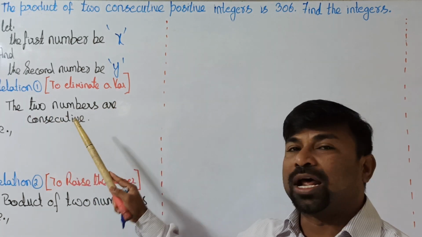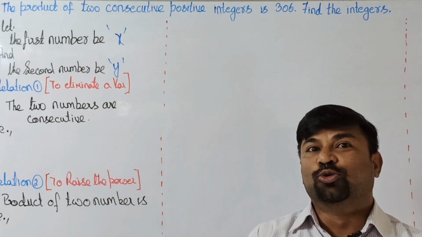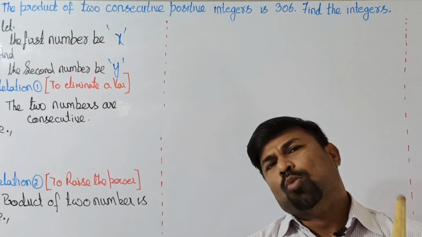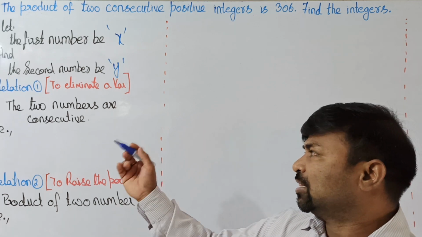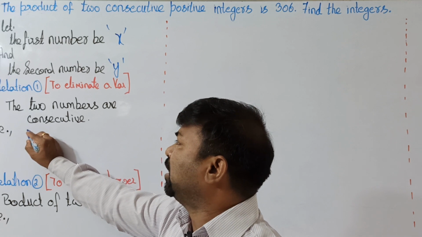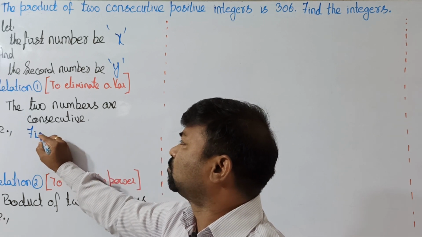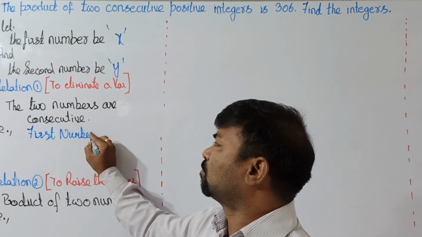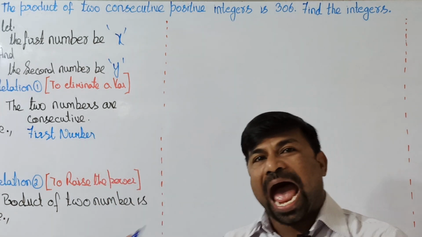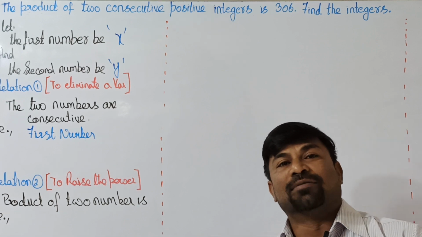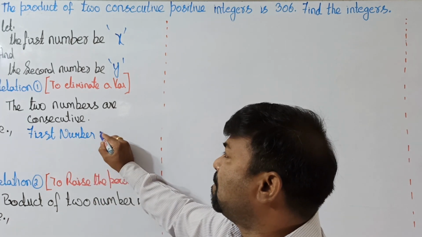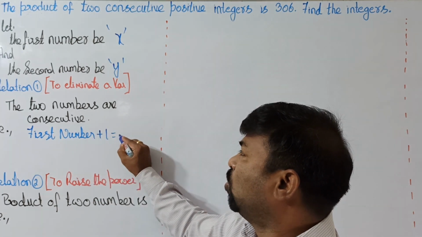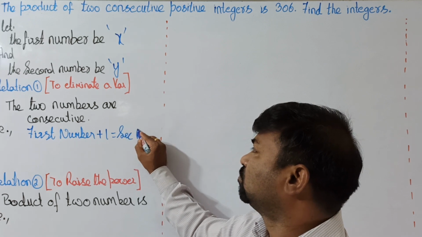The two numbers are consecutive. What is the meaning of consecutive? That's what I said. First number, if you add up 1 to that, it becomes the second number. First number plus 1 equals second number.